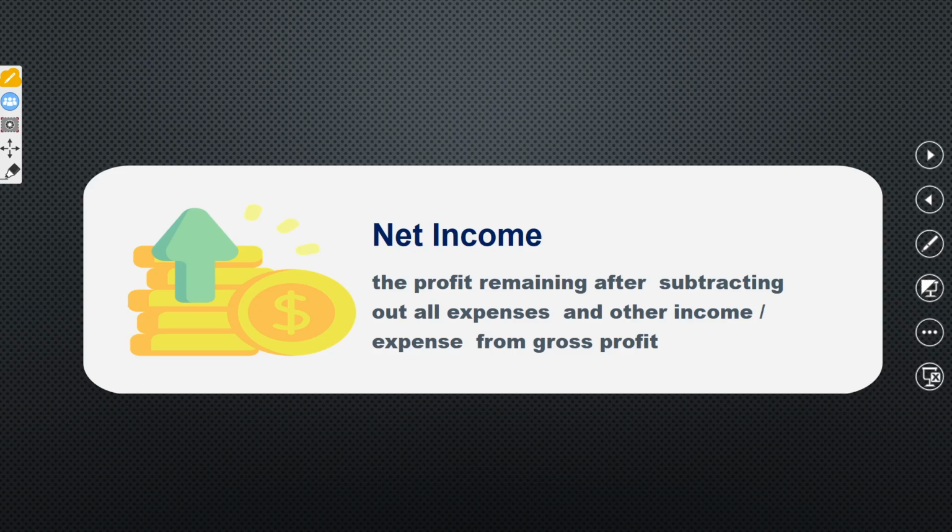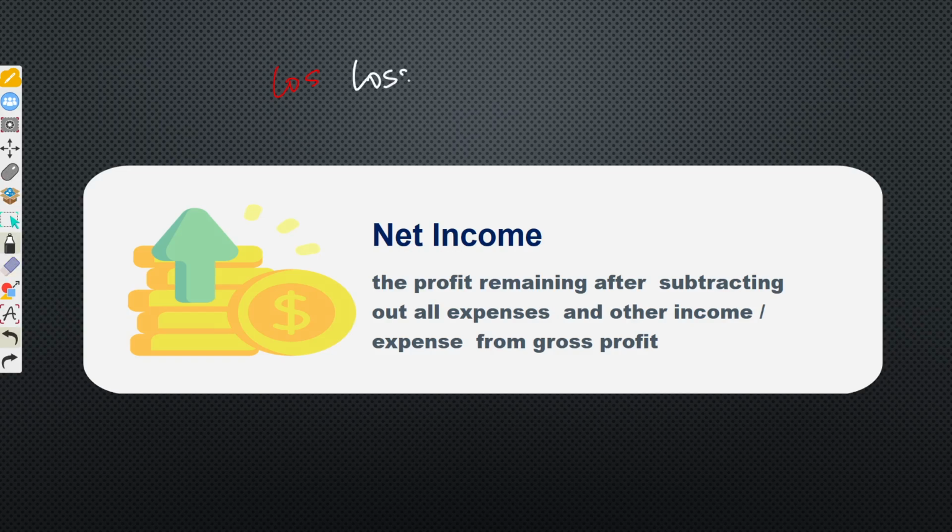Net income is the profit remaining after subtracting all expenses and other income and expenses from gross profit. To get the net income in a fund business, we add losses, whatever losses you have, and gains also, if you see anything as such. We have two different approaches: one is the balance sheet approach and the other is the P&L approach. If you want to record, say, unrealized gain on investment to the P&L, you can record it.